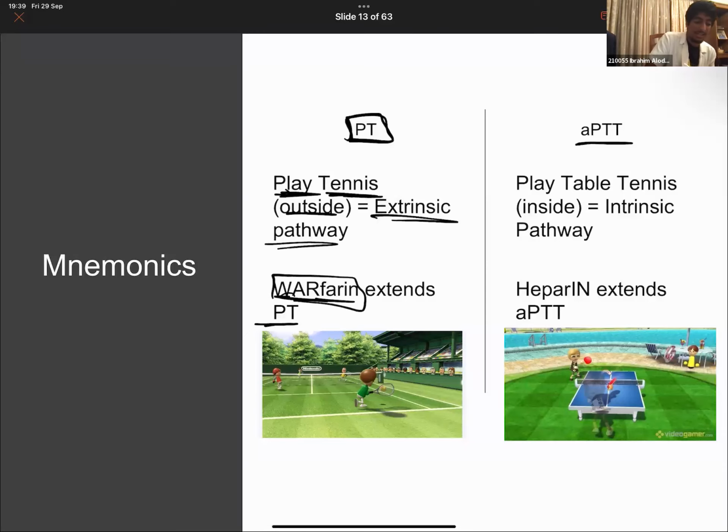APTT is play table tennis, and you play table tennis inside. So it's for the intrinsic pathway. All right. And there is a drug called heparin, which can extend APTT. So do you guys get this mnemonic? Because you never want to be mixing up PT and APTT.